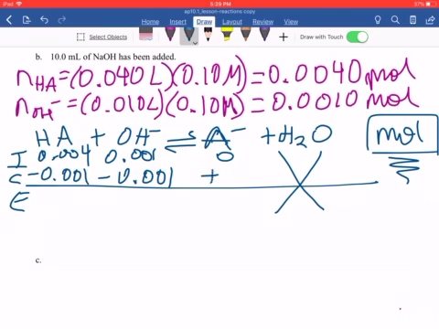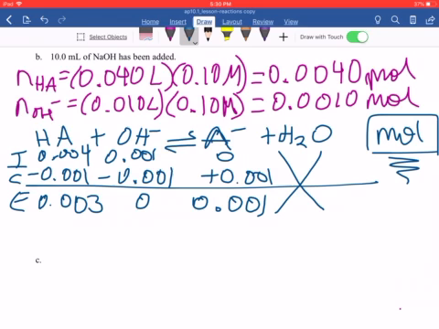And we're going to add that same number to the other side. All right, and because it's the smallest one, it's the limiting reactant. So whichever one is the smallest, we're going to run out of that first. So we have 0 hydroxide. We have 0.003 acetic acid. And we have 0.001 moles of acetate. All right.